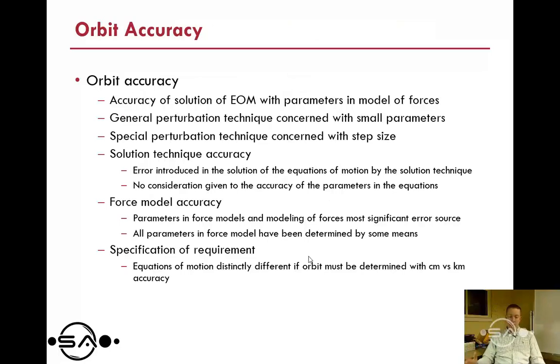So finally, a little discussion on orbit accuracy. Really, it depends on what accuracy you need in order to decide how in-depth you're going to go. Because when we're talking about orbit accuracy, we're talking about the accuracy of the solution of the equations of motion with parameters in the models of forces, right? So we can break that down into two pieces, where a general perturbation technique is concerned with small parameters, or the parameters in the model of forces.